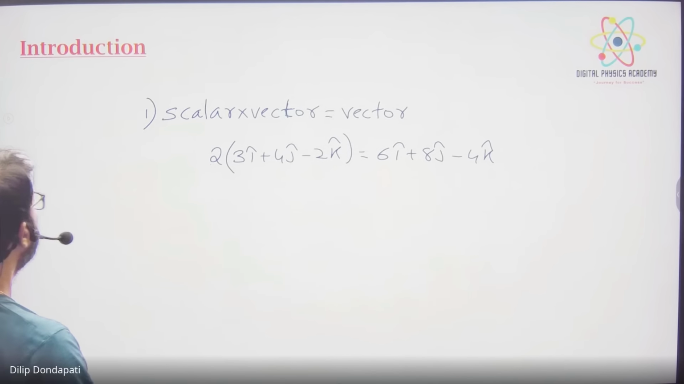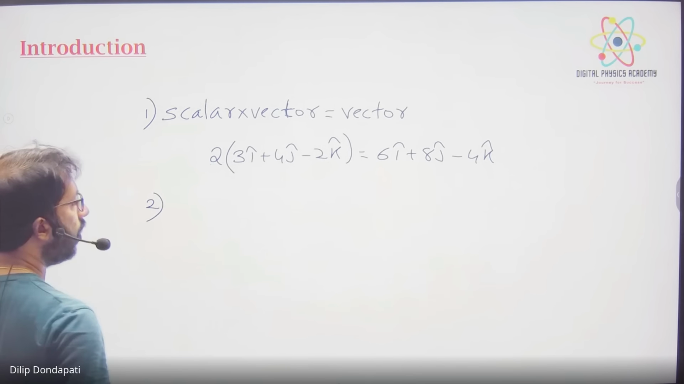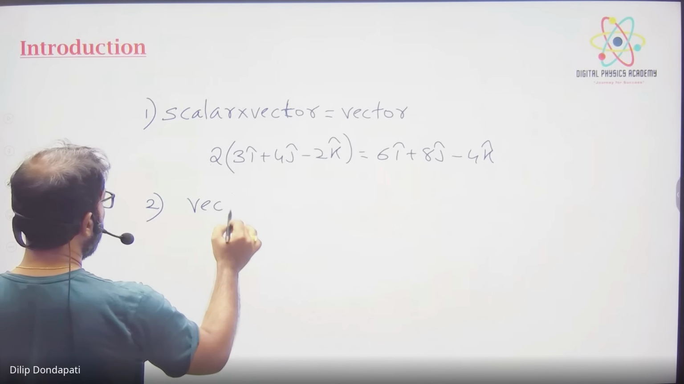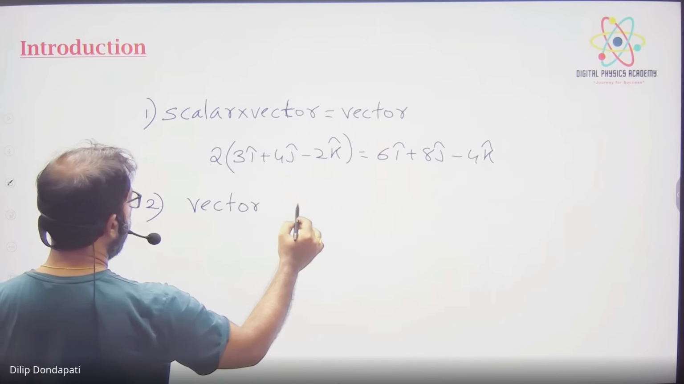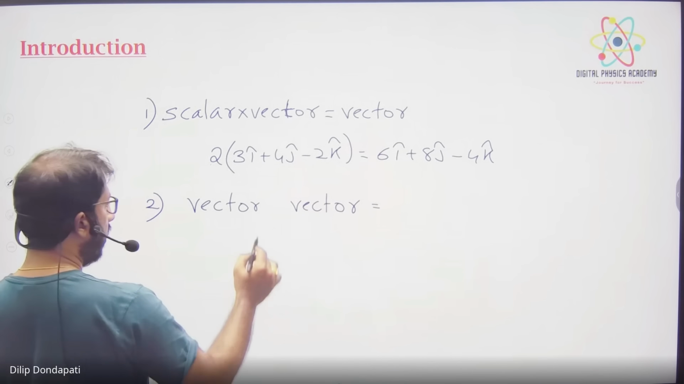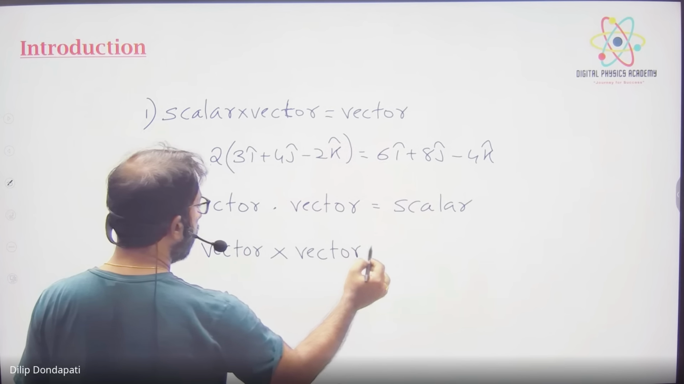Okay. Second one is what we are learning, dot product. Dot product means vector into vector, right? If it's dot product, the answer is scalar. And the third one is vector into vector, called cross product. Answer is vector.